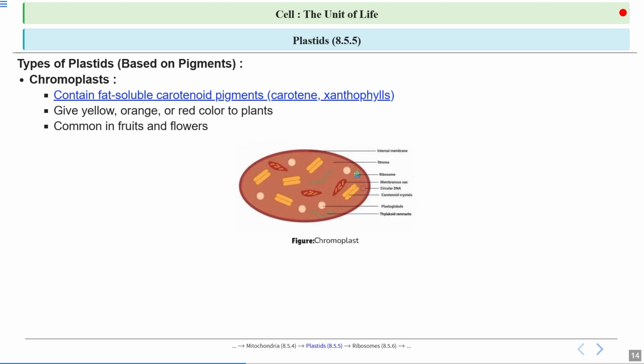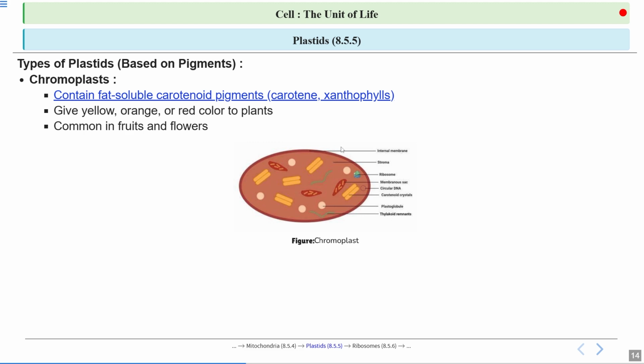You can see this is an image showing you a chromoplast. They have this internal membrane and outer membrane. They consist of the stroma, which is the fluid. Then they have the ribosomes. They have circular DNA. They have these carotenoid crystals, which you can see here. There are two types of carotenoid, carotene and xanthophyll. These are the thylakoid remnants.